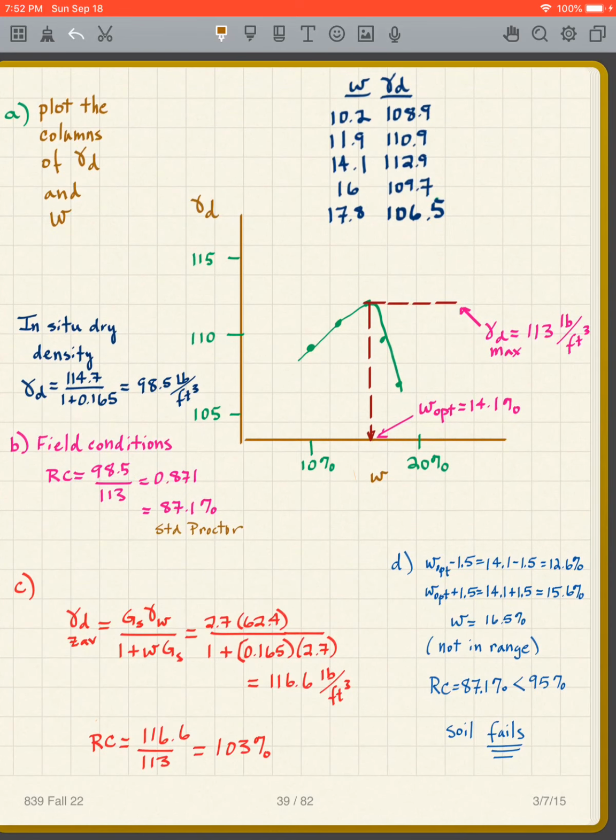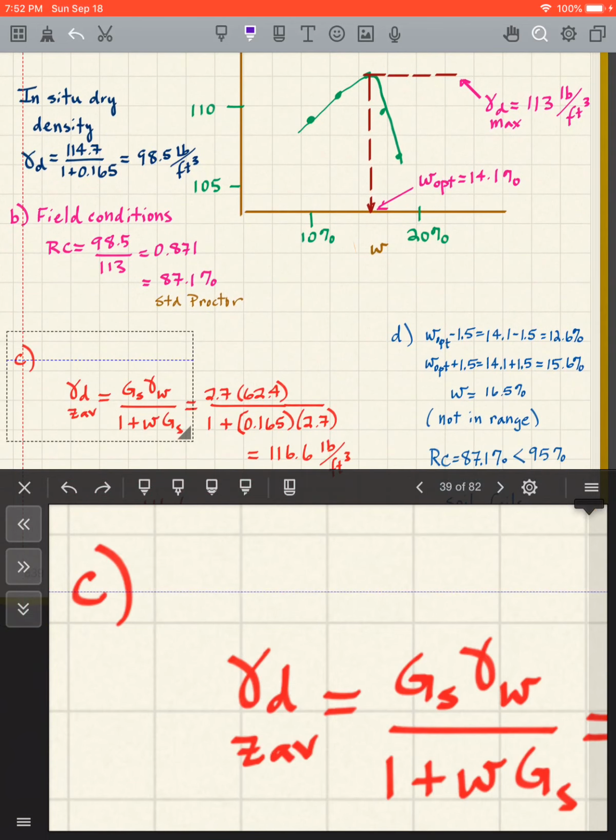So what do we find? 87.1%, that's less than our 95%, so it doesn't pass. And then we want to know, well, what is the gamma D absolute max? That should read absolute max.